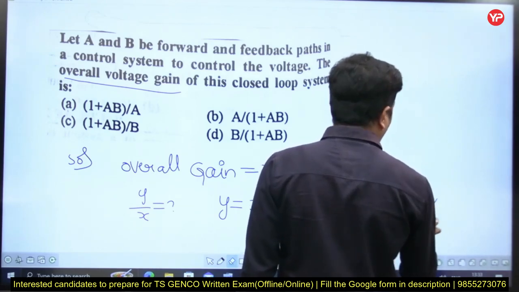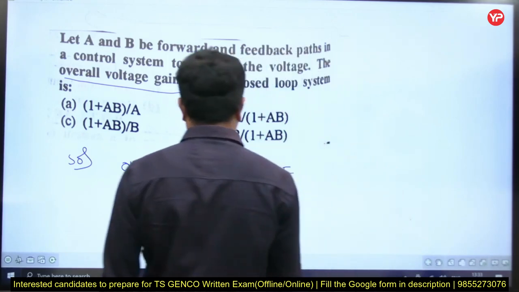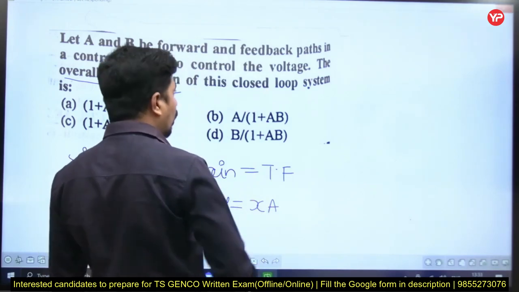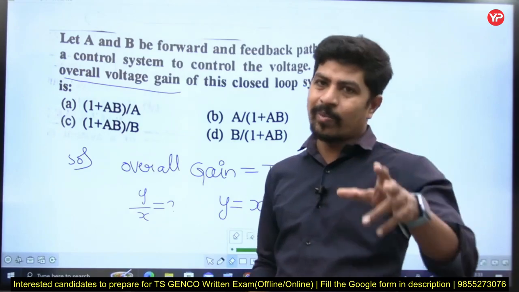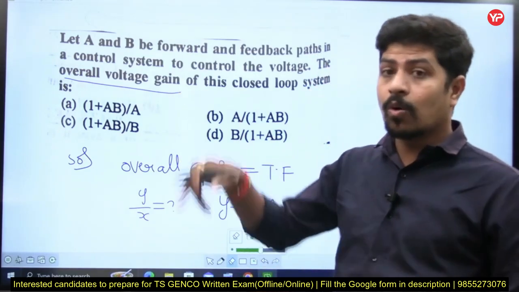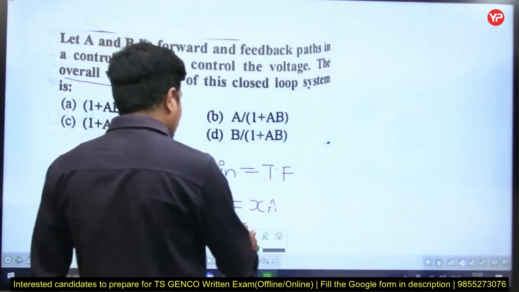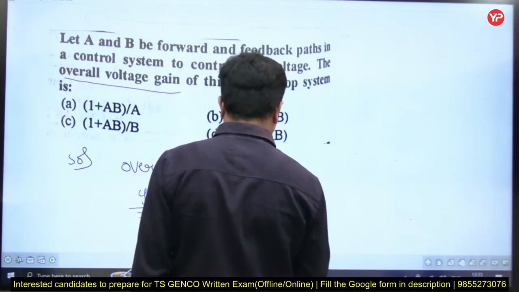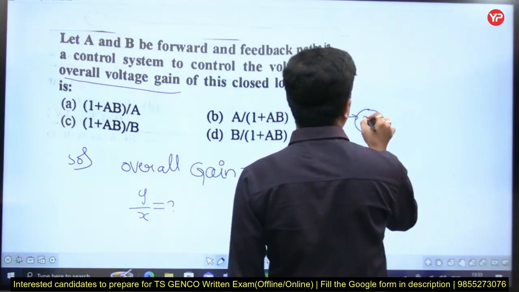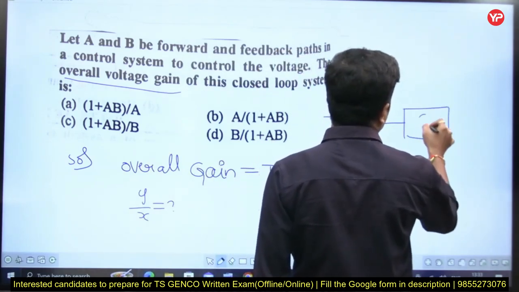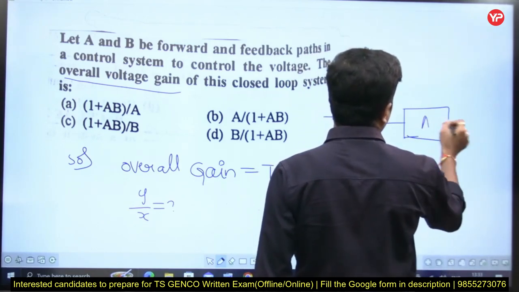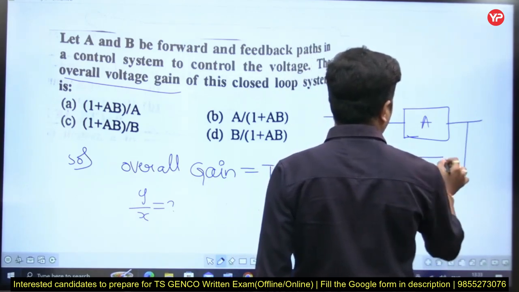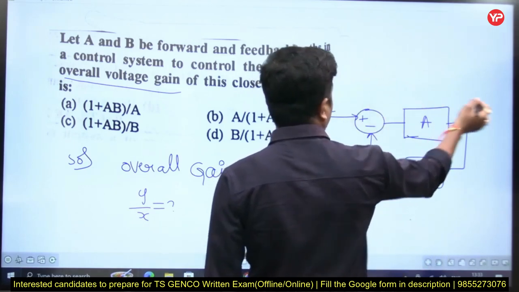Let's take a block diagram instead of a signal flow graph. That is better, because to understand this clearly we have to take a block diagram. In a general block diagram, we take a summing point. Forward path means input to output. Feedback path means output to input. The signal flow graph I drew is wrong. I'm drawing it again. Observe it, please. This is plus minus. As he did not specify, we take it as negative feedback. If not mentioned, by default we take negative feedback. So this is X, this is Y.